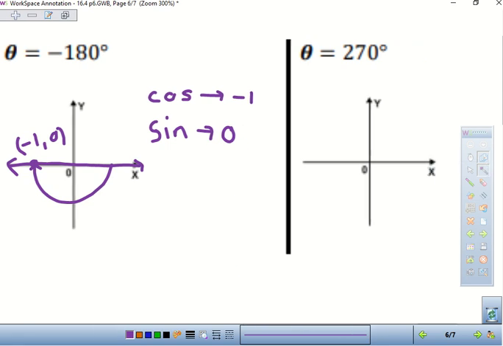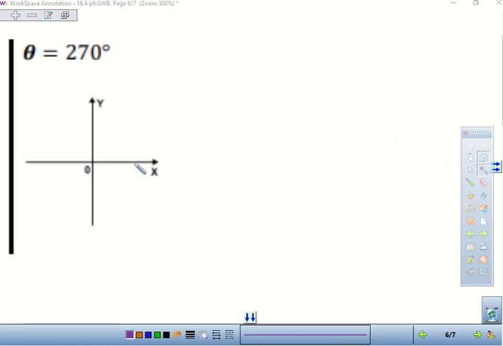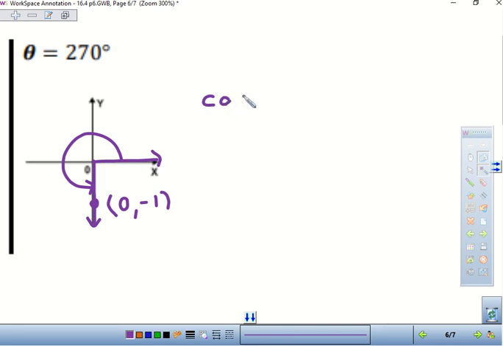And then lastly, we have 270. 270 we open all the way around. What is the coordinate of this value down here? 0, negative 1, right? So that means that cosine is 0, and sine is negative 1. So the way I remember cosine is x, sine is y, is because cosine comes before sine in the alphabet, just like x comes before y.